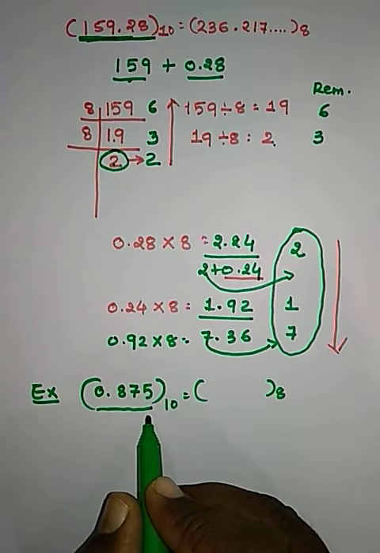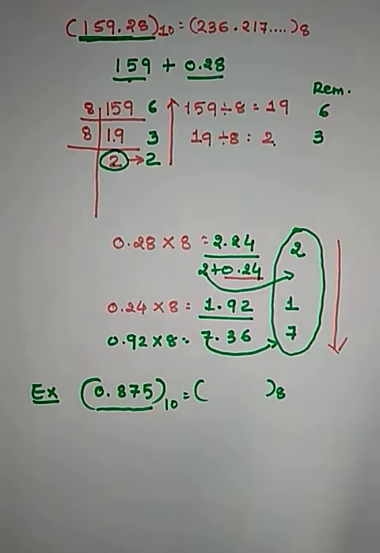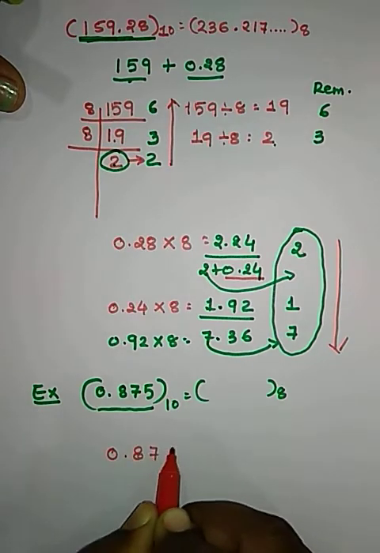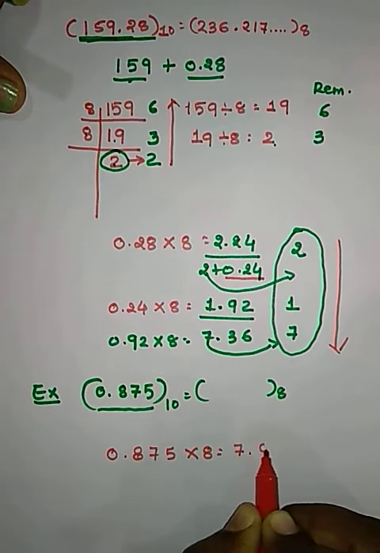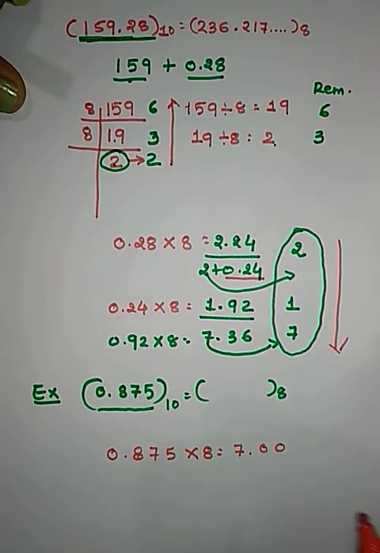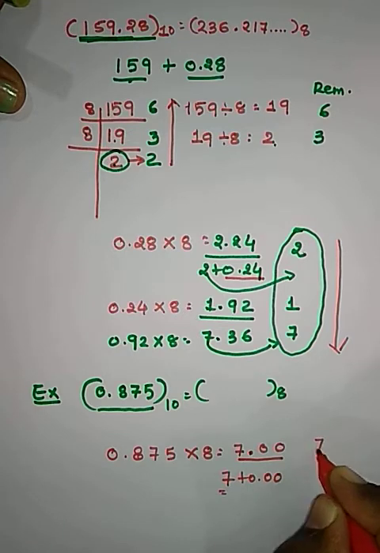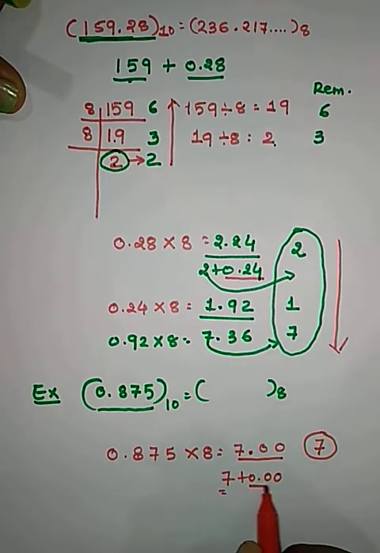So we have to follow the procedure by multiplication only. Here 0.875 multiplied by 8 is 7.000. Now make the two parts: 7 plus 0.000. So what will be the answer? 7. Now see here, this 0.0 multiplied by 8 will be 0. So we have to stop here.